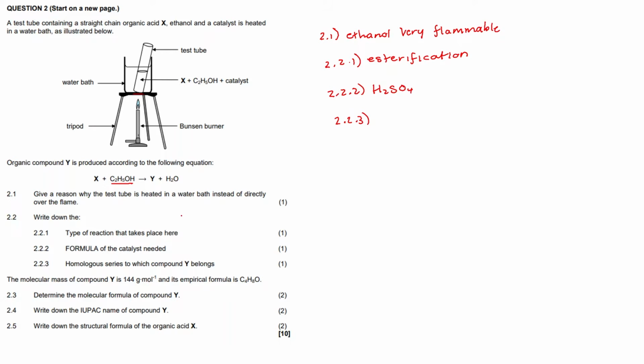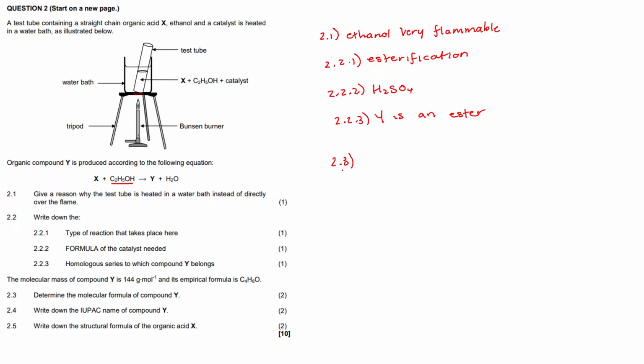2.2.3. The homologous series to which compound Y belongs. So, we know that during esterification, we have an alcohol and we have something else that reacts with it, and then it forms water and an ester, as it is esterification. So Y is an ester. The molecular mass of compound Y is 144 grams per mole, and its empirical formula is C4H8O.